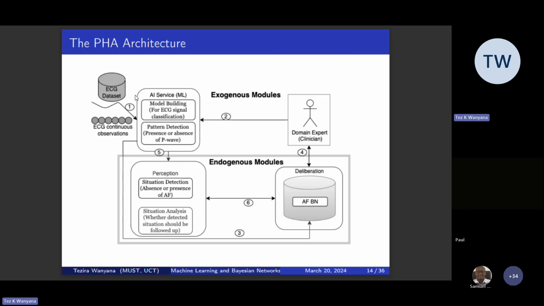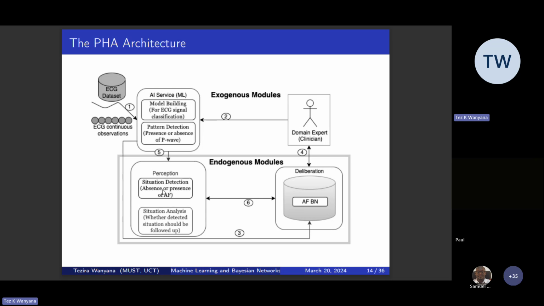And so now the MLP being the best performing model is what we used as the model that we are going to incorporate in the AI service to detect the presence or absence of the P wave. And so if that percept is given to the agent or to the endogenous parts of the agent, the next part is now to determine what situation that is indicative of. And since we had just 2 states, which are presence of P wave or absence of P wave, we decided that we can actually do the situation detection using the Bayesian network itself. I'll explain more about the Bayesian network in a slide or 2 to come.